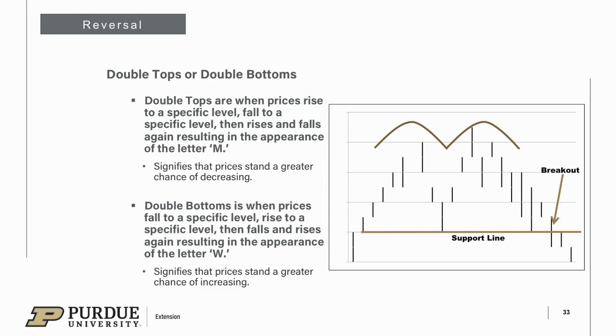So if we look at our chart here, we have a double top. And you can see our M pattern, and I've got the support line drawn here. So once our double top actually breaks that support line, we really have that confirmation that prices are starting to decline, and we probably wish we would have sold earlier. But this gives you an idea of what to look for in a double top and another form of technical analysis.